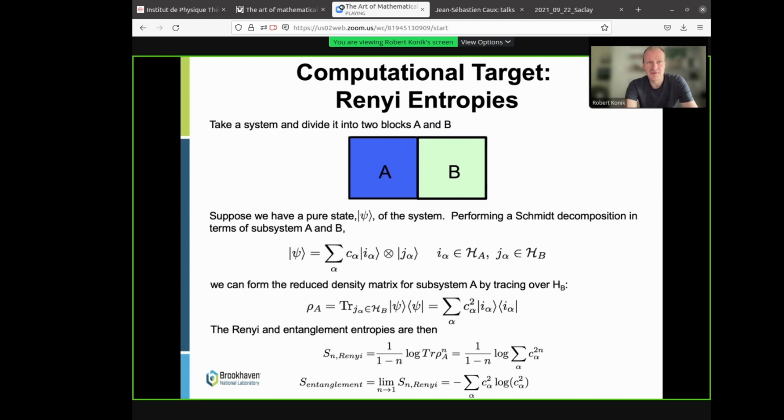In terms of these coefficients, the Schmidt coefficients, I can easily write down the nth Renyi entropy, which is given by this expression down at the bottom of the page. Of course, the entanglement entropy is given as the analytic continuation of the Renyi entropies. For the purposes of this work, I'm going to be focused primarily on the low-lying Renyi entropies, really the second Renyi entropy. Perhaps it's possible to take this analytic continuation and get the entanglement entropy, but that's not something we've really explored, and it's not clear to me it's possible.